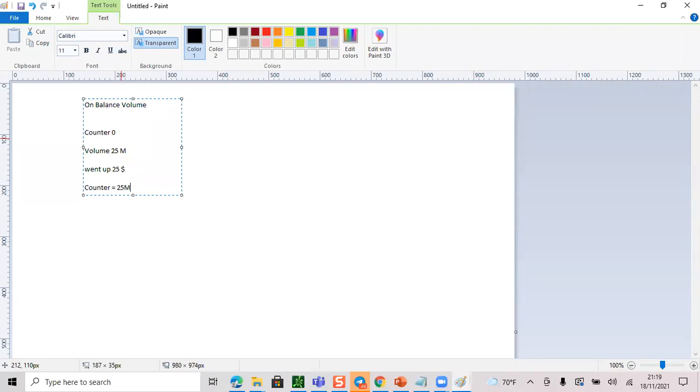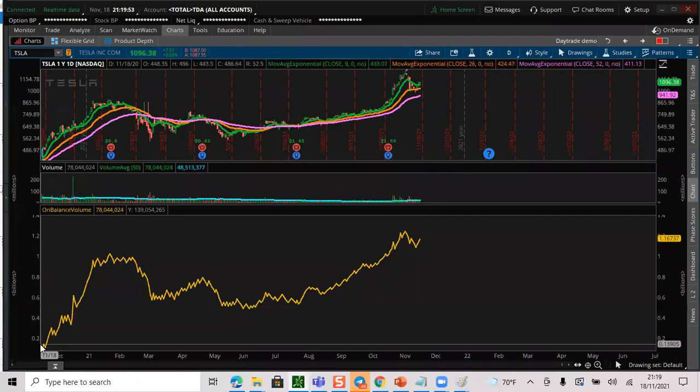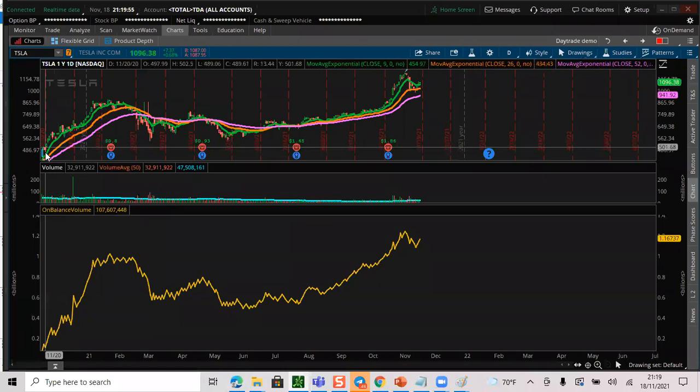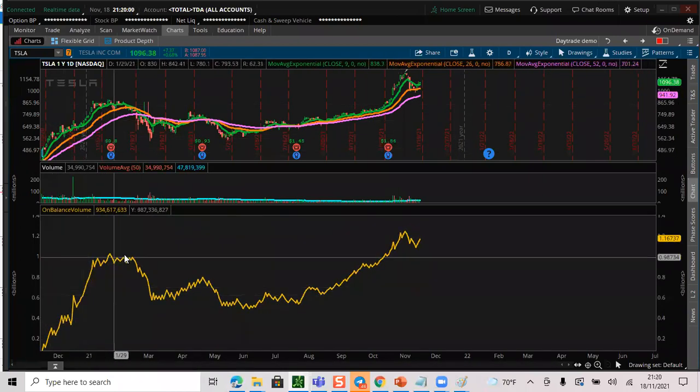Similarly, if the stock keeps going up further, went up $50, it keeps adding that. Another 25 million is added, and it keeps adding. So this is just a relative value indicator. As long as the stock price is going up, the on balance volume also keeps going up.